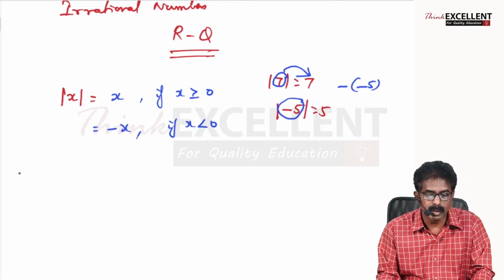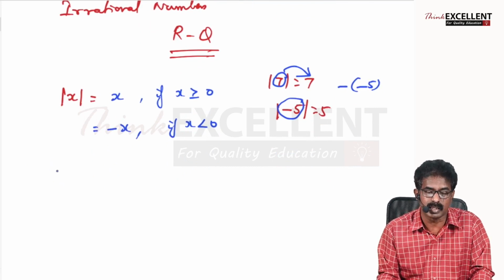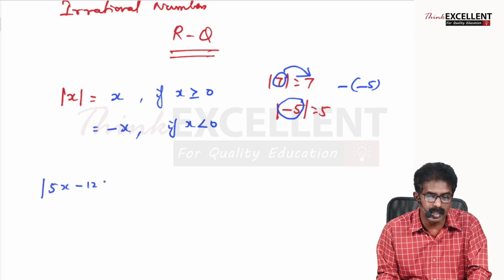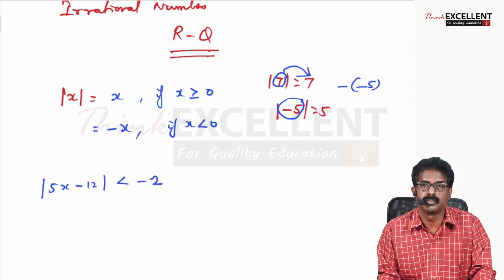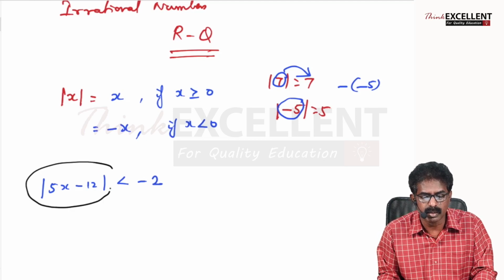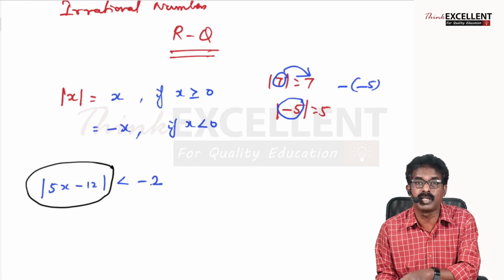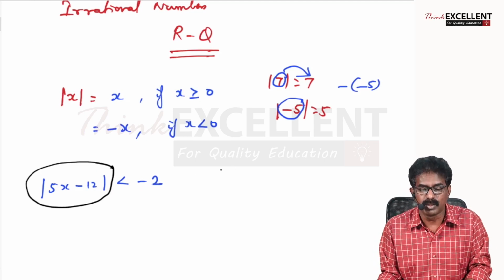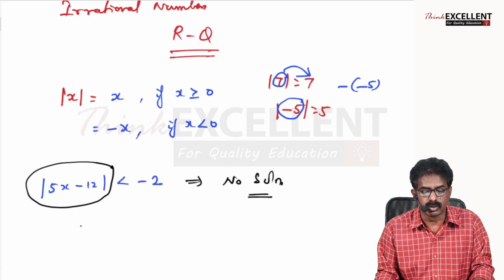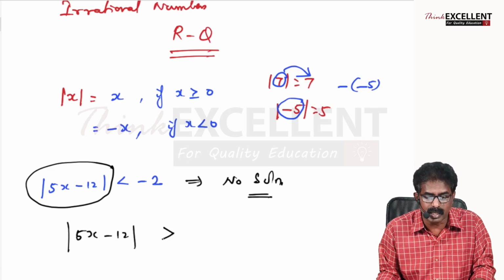Okay, now listen here. If we see somewhere, modulus means positive. It is 0 or more than 0 only, the modulus value. It cannot be negative. Suppose they say somewhere like this, modulus of 5x minus 12 is less than minus 2. See, the left side is modulus of something, and modulus of something is either 0 or more than 0 only. You can't say it is less than minus 2. So it won't happen, and in this case you have to say there is no solution. Suppose they are telling, modulus of 5x minus 12 is greater than minus 4.